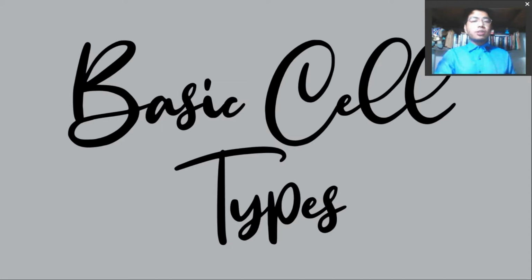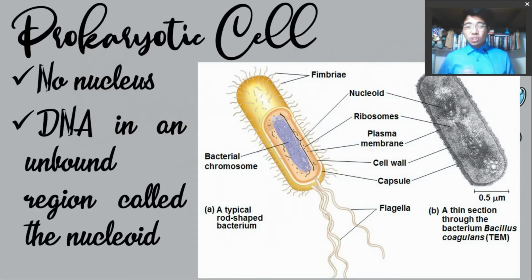Now, let's simply start with the most basic type of cell, and that is known as the prokaryotic cell. Prokaryotic cells are present in the organisms known as prokaryotes. Prokaryotic came from two words, pro, which means before, and karyote, which simply means kernel, or this kernel represents the nucleus. From the name itself, prokaryotic simply means before kernel or before nucleus.